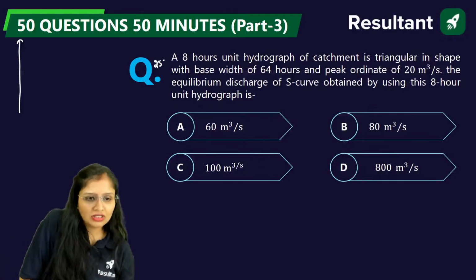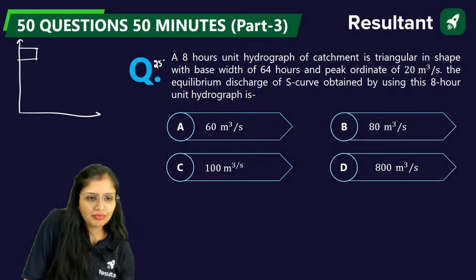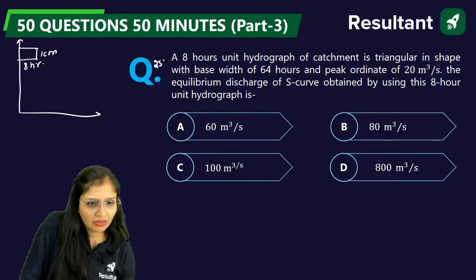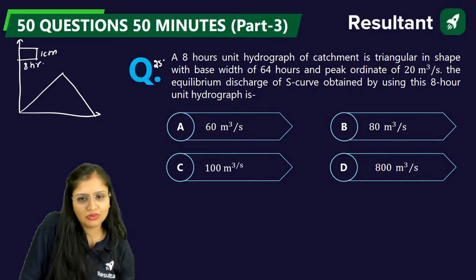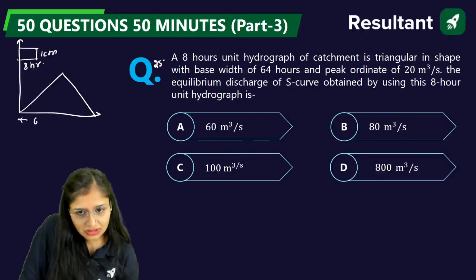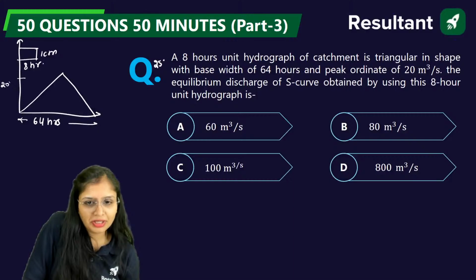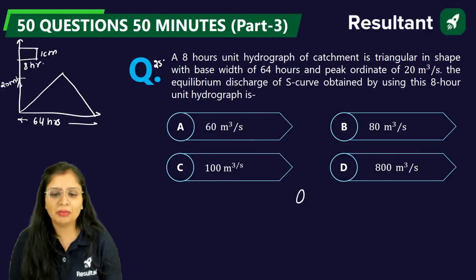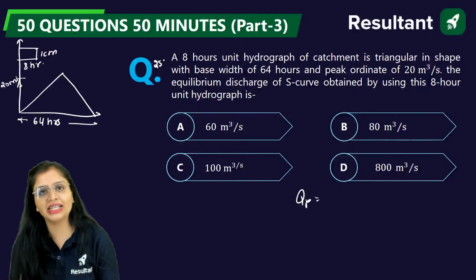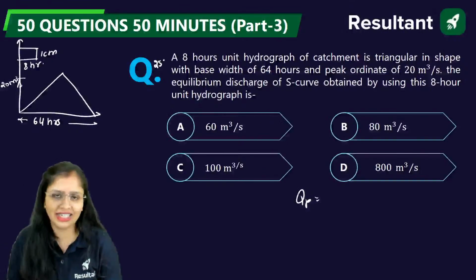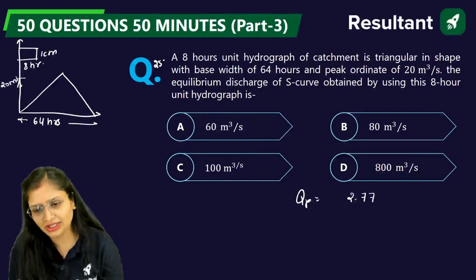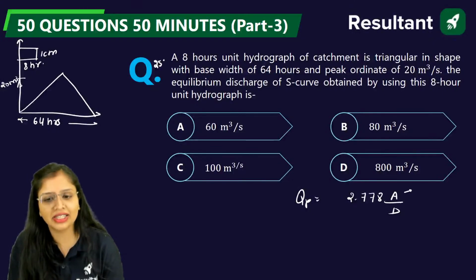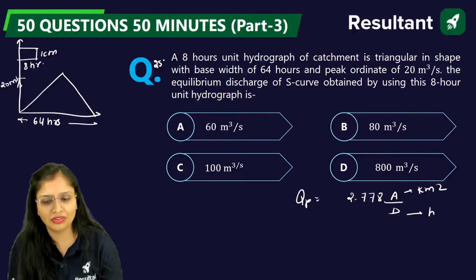An 8 hours unit hydrograph is there, triangular in shape. Unit hydrograph means base flow is not there. Base width is 64 hours. Peak ordinate is 20 meter cube per second. It is asking you the equilibrium discharge. Now some people write it as 2.78 A by D, some people write it as 2.778 A by D. You can use anything, that's up to you. A is the catchment area in square kilometer and D will be in hour.